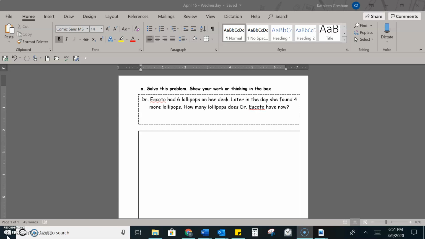Dr. Escoto had 6 lollipops on her desk. Later in the day, she found 4 more lollipops. How many lollipops does Dr. Escoto have now?